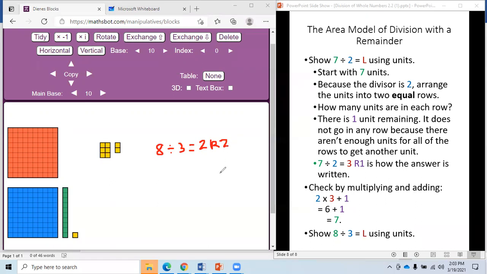And I could also check this by multiplying. I have 3 times 2 plus 2. Well, 3 times 2 is 6 plus 2, and 6 plus 2 is equal to 8.